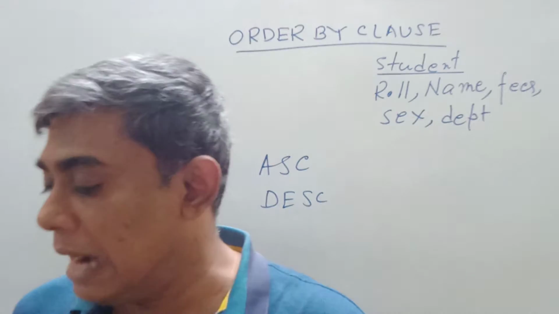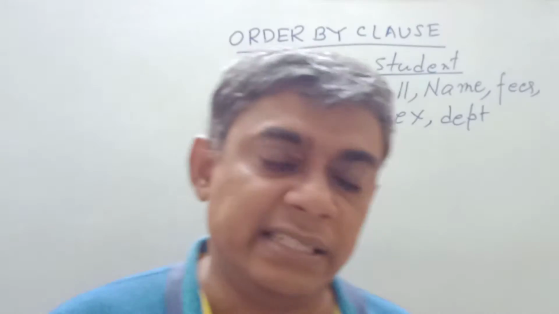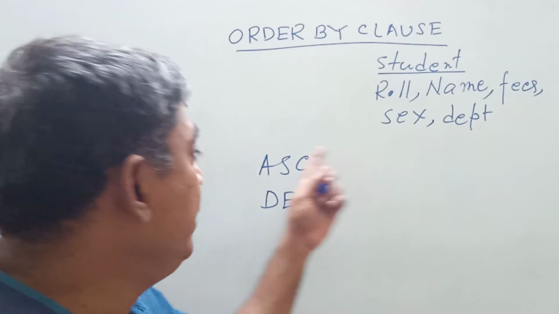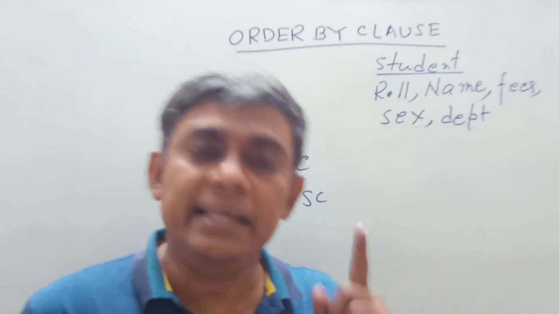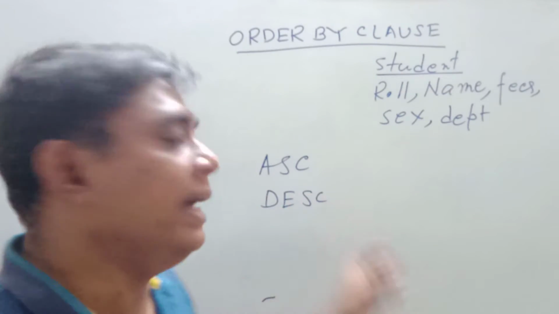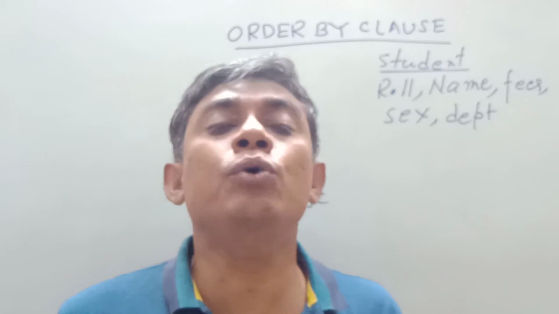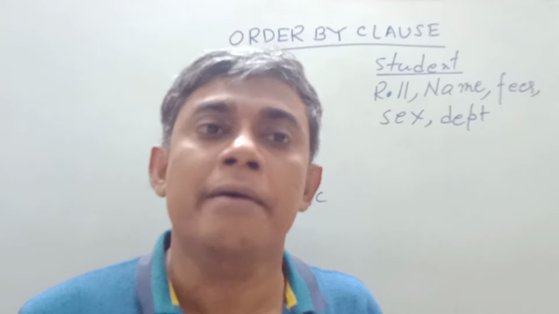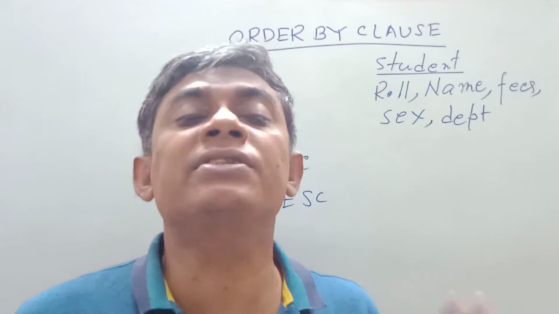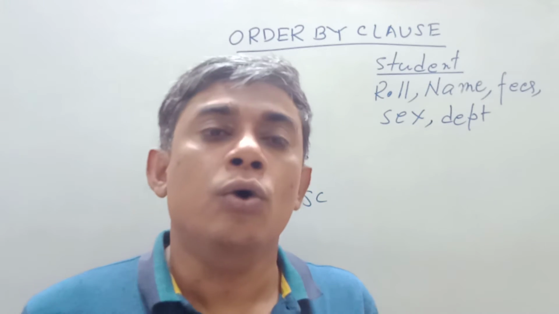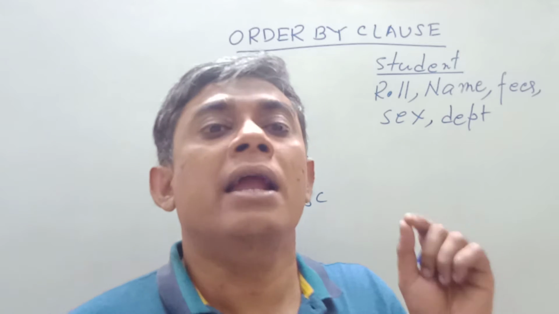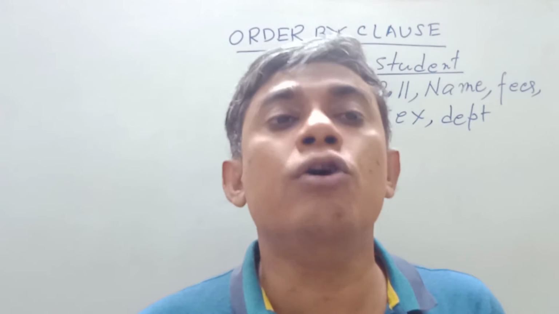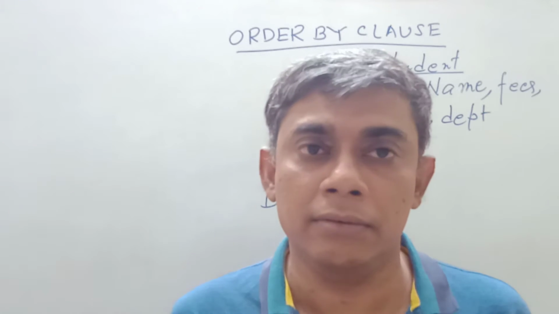Ascending means alphabetical order A to Z. Descending means Z to A. Now, for ascending, we use ASC, and for descending, we use DESC. But if you do not mention ASC or DESC, by default, it becomes ascending. And order by should be the last statement of your SQL. At the end, you have to write order by.